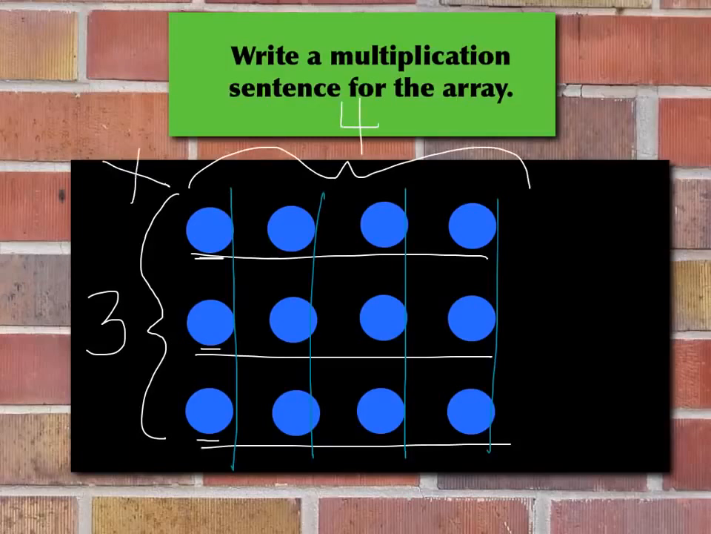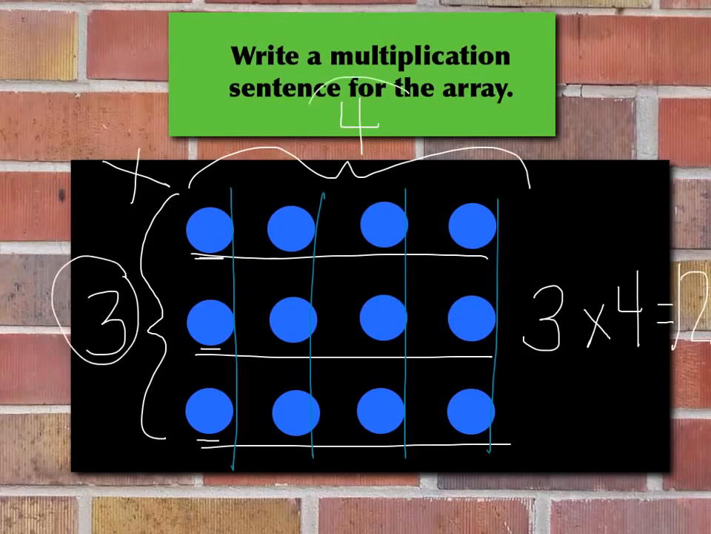So our multiplication sentence for this problem, this array, would be 3 times 4 equals, and then we would count them all together, and that equals 12. So remember, we find our factors by looking at the rows times the columns, and that gives us our multiplication sentence.